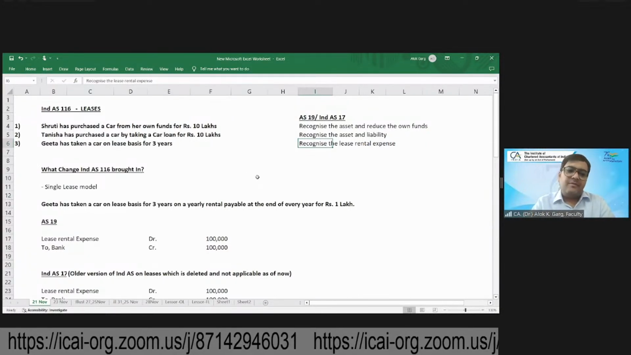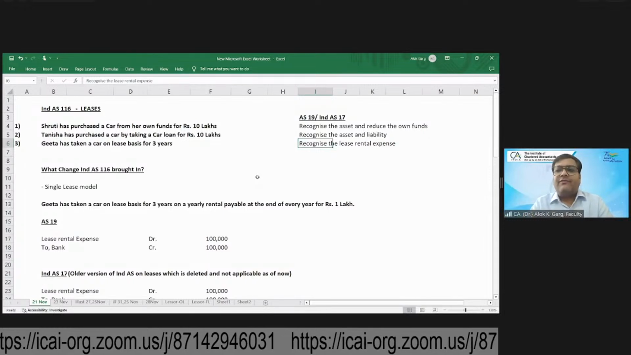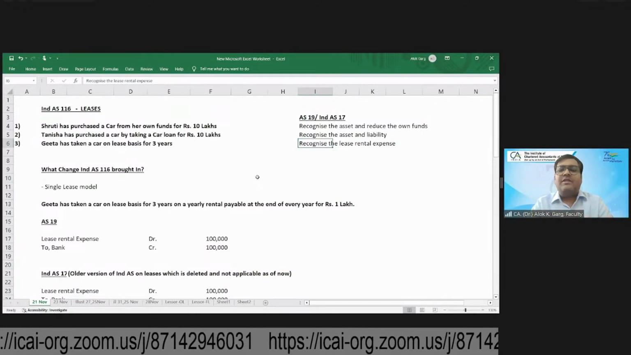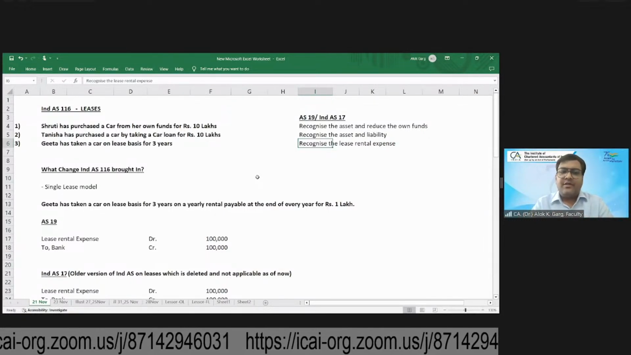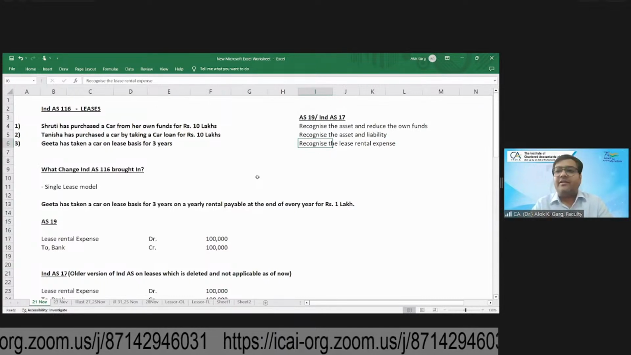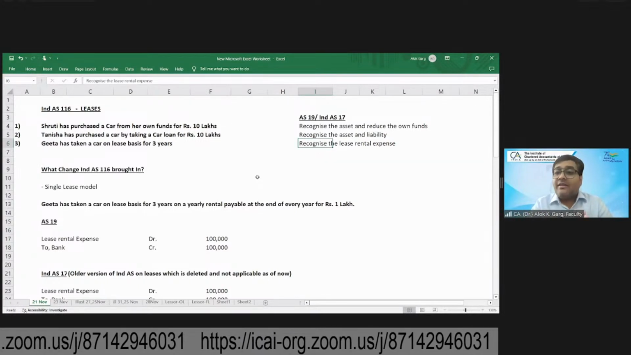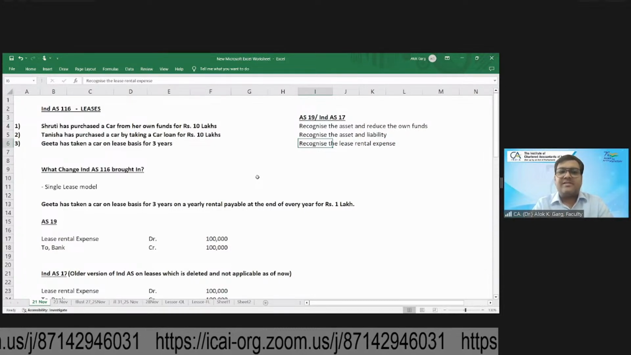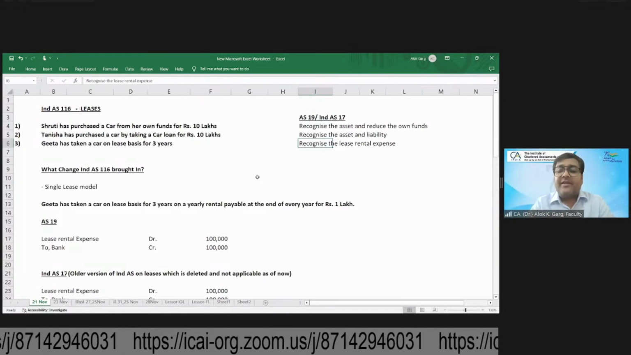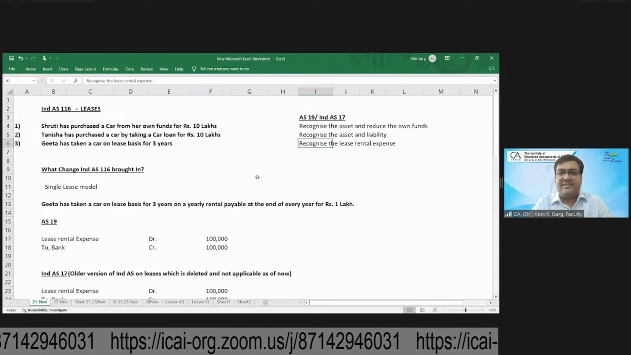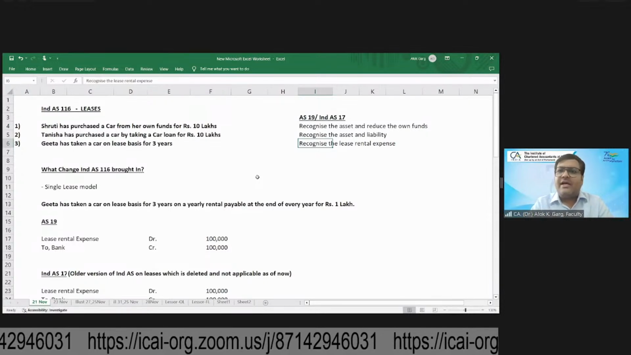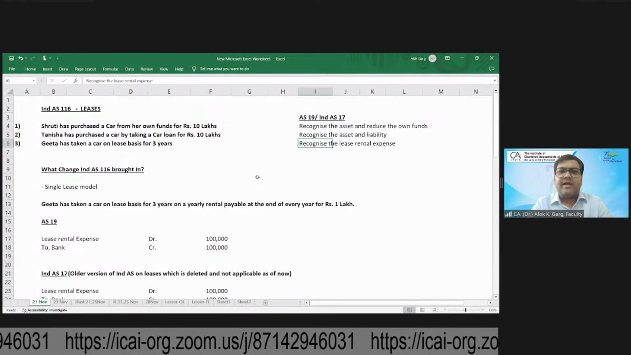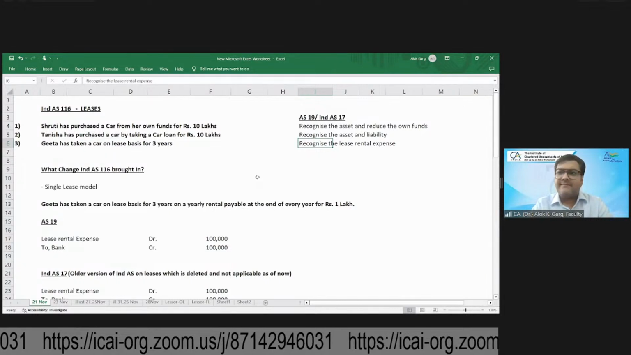Now, what happened? If I am summarizing all these three examples, tell me, Shruti, Tanisha, and Geeta, are they able to use the car? Doesn't matter they have taken it on a lease basis, doesn't matter they have created a liability or reduced their own funds. Will they be able to use the car for their own purposes? Answer is yes.